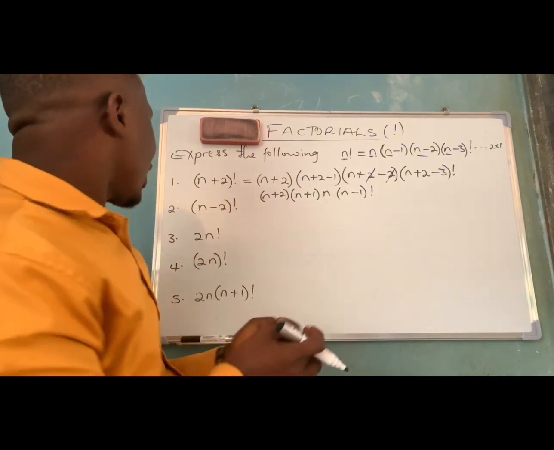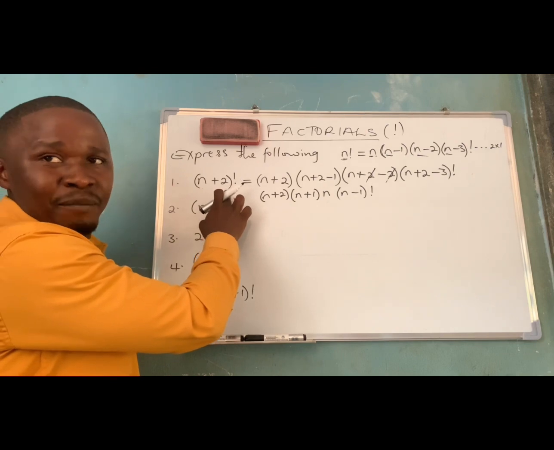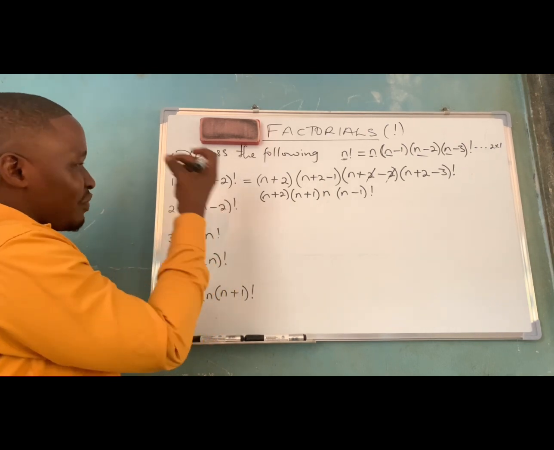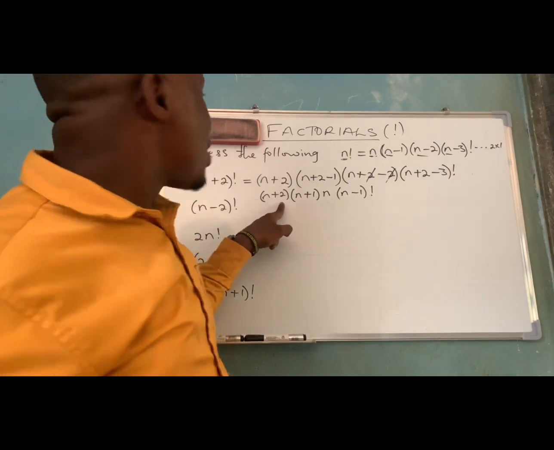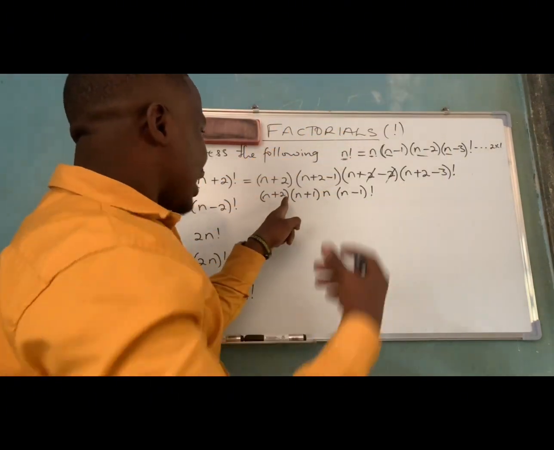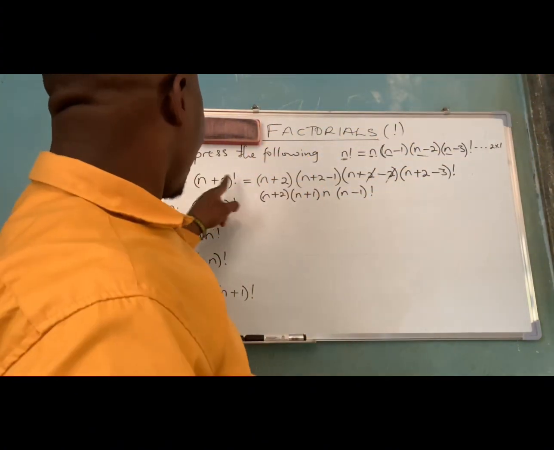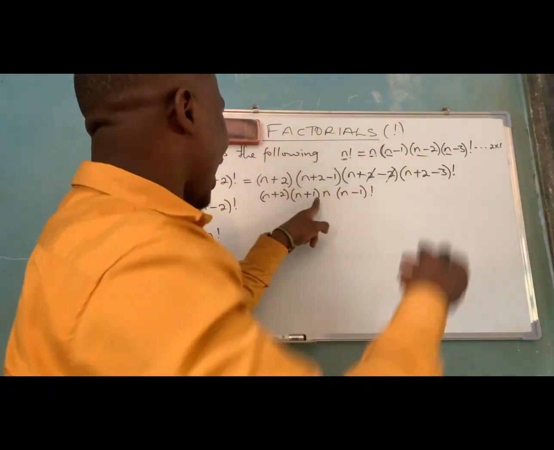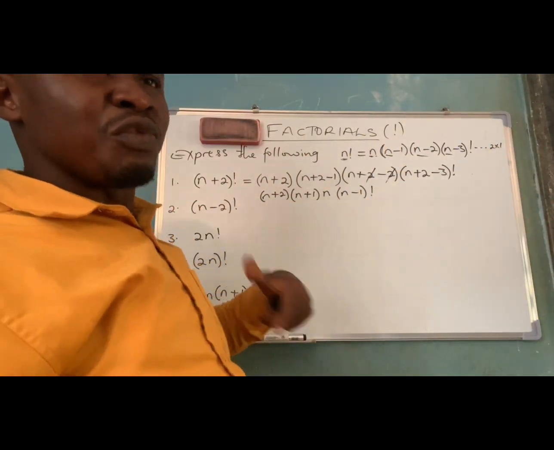So in conclusion, when you have n with a positive integer, we start with that n plus 2. Because we need to subtract, this number decreases continuously. So here is n plus 2. Expect the next one to be n plus 1. What if you remove the 1? There will be a single n. What if you say minus 1?